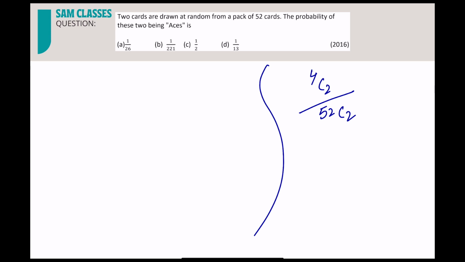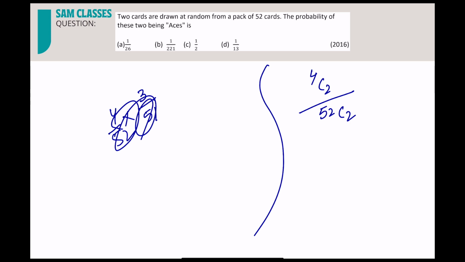Now, let's see this side. 2 cards are drawn. What other formula can we use? So the first card can be 4 of 52. Now, the moment we have picked up, the second card will be 3 of 51. We can do it by this. No, better is this one only. So 4C2 by 52C2. If you want, you can solve it.